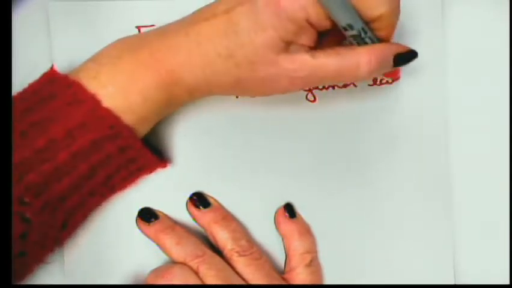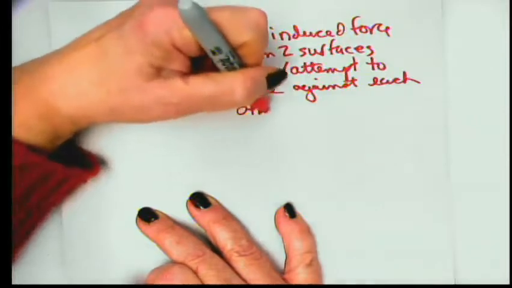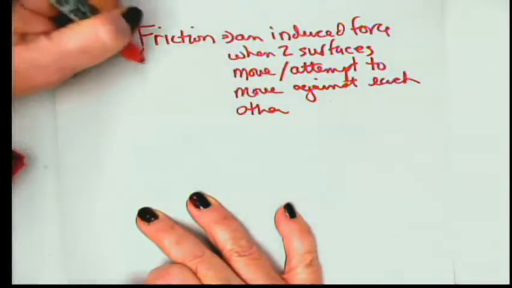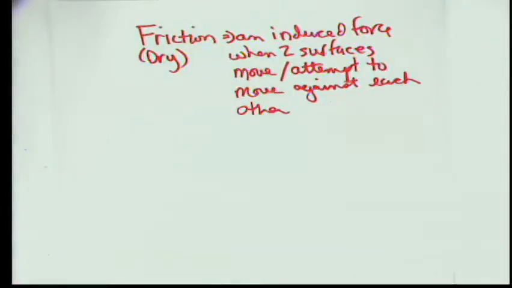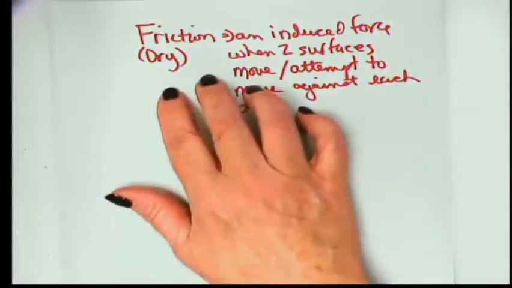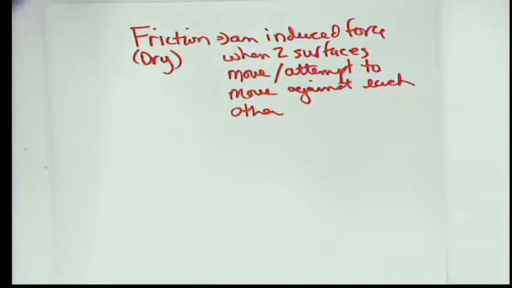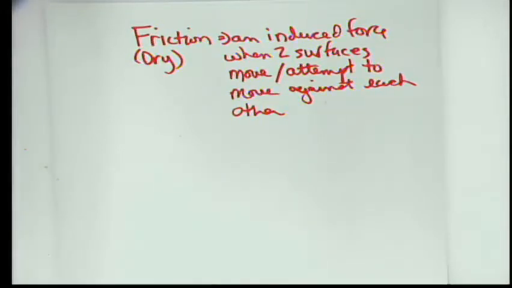Now, this type of friction is actually called dry friction. There's another type of friction, fluid friction, that has to do with the viscosity of fluids, or the thickness or the relative resistance that a fluid exerts when either it's moving over something or when something is moving through it. But today we're going to talk about dry friction.